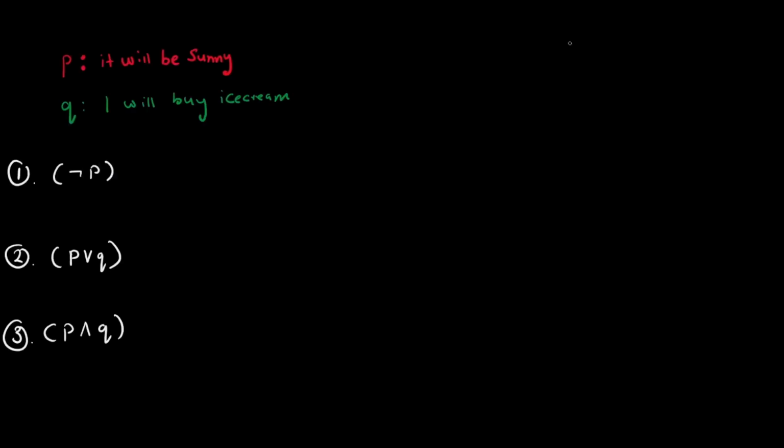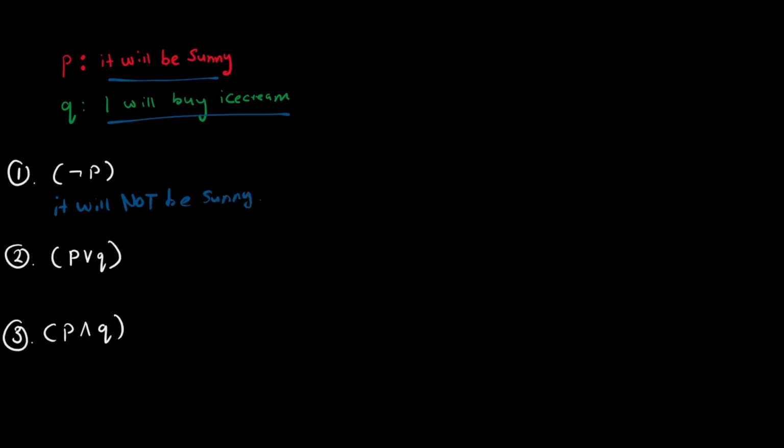So let's use the logical connectors that we just learned about to create compound propositions and to understand them. Here we have P, which means it will be sunny, and we also have Q, which means I will buy ice cream. The first question says not P. So what is the negation of P? If it will be sunny, the negation of this will be it will not be sunny.